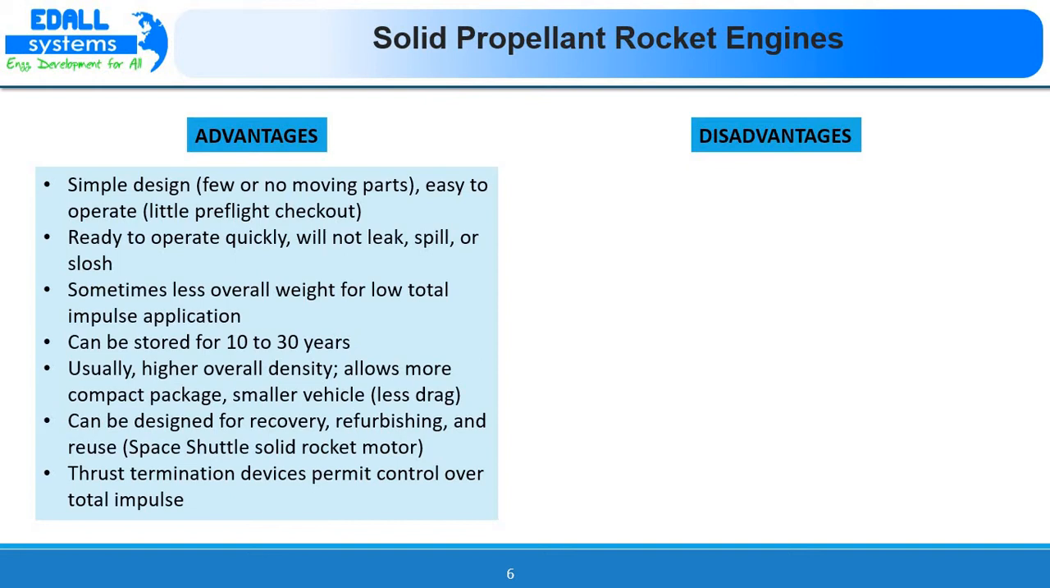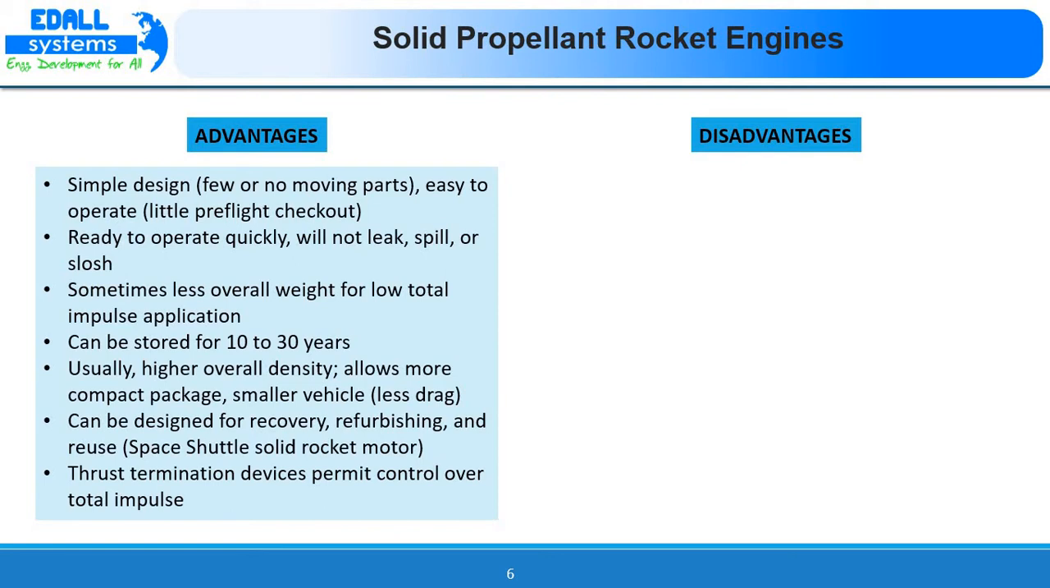So the first one that we have seen is the very simple design, because there are no moving parts and it is easy to operate. There are little pre-flight checkouts available for solid propellants. Then it is ready to operate quickly. It will not leak, spill or slosh, and sometimes has less overall weight for low total impulse applications. So with less overall weight, we can use it for low total impulse applications, which is good because for a small application, if we are using a liquid propellant rocket engine, then the design becomes very complex and many things may go wrong if one single component acts differently.